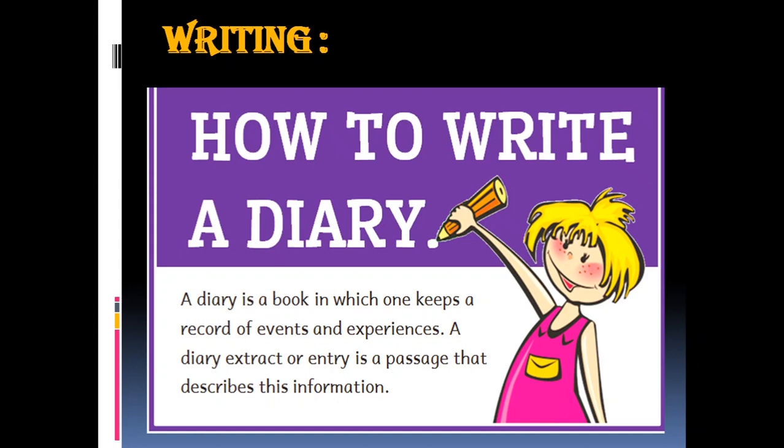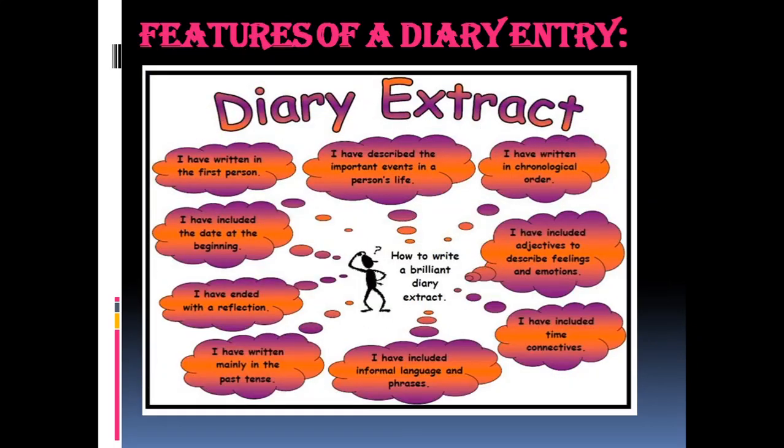In writing, we are going to learn how to write a diary. A diary is a book in which one keeps a record of events and experiences. A diary extract or entry is a passage that describes this information. Features of a diary entry. If you want your diary to be brilliant, then you are supposed to follow all these rules.